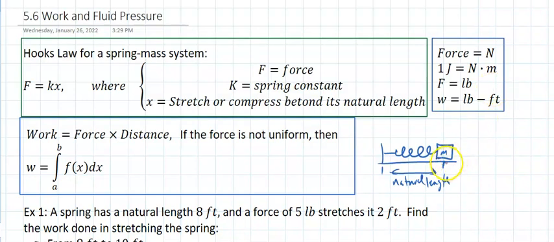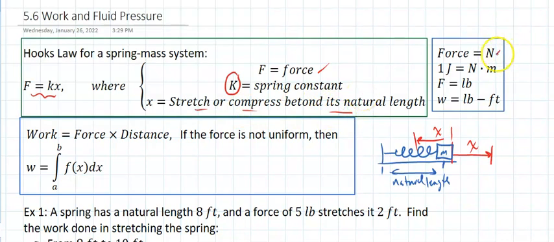If you stretch this, or compress this, it works the same way really. If you stretch or compress the spring, then Hooke's law says F equals kx, where F is the force that you apply. It could be weight, it could be you're pushing it. K is the spring constant. This is like how stiff the spring is. Of course, different springs have different resistance. And x is the stretch or compression beyond its natural length.